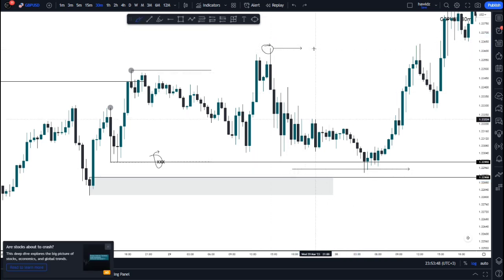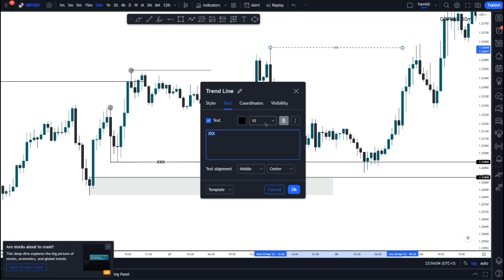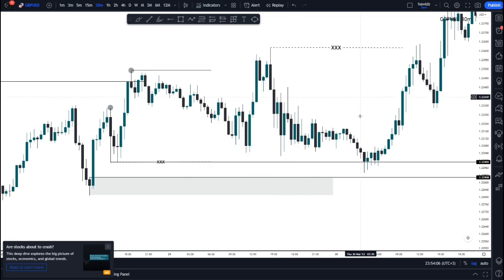Now, however, what happened is that, okay, so let's remove these and see what happened. So from here we know that above here we have buy side liquidity right here. Okay, so let's put it at 20. Boom. So we have buy side liquidity there, which is to be targeted after the sell side liquidity is taken.